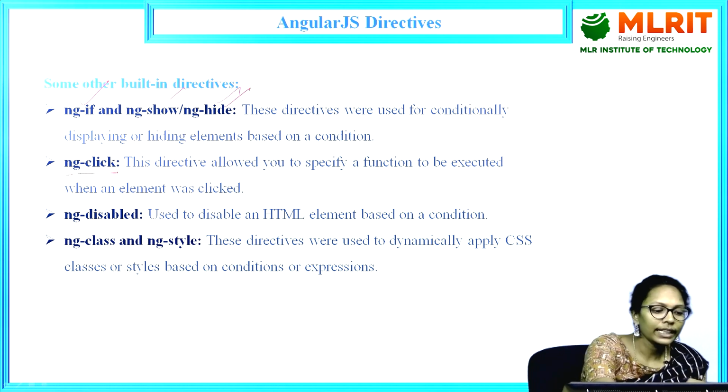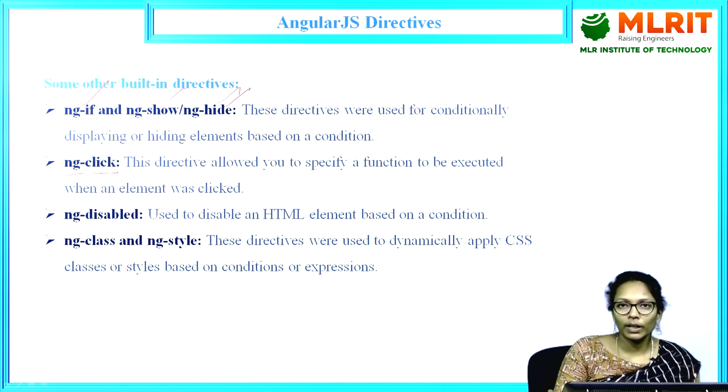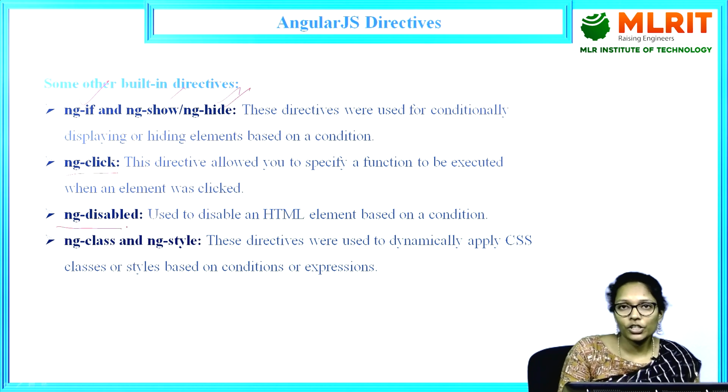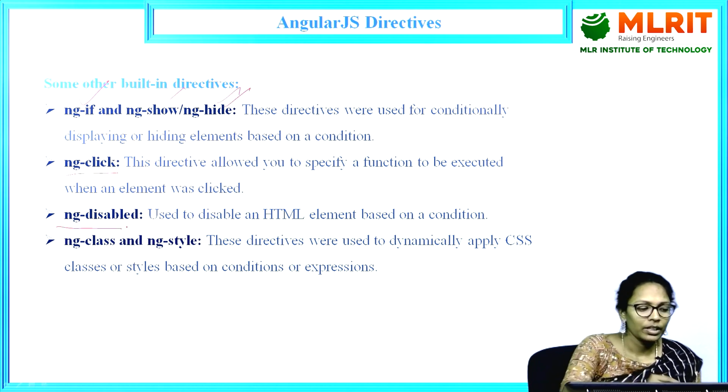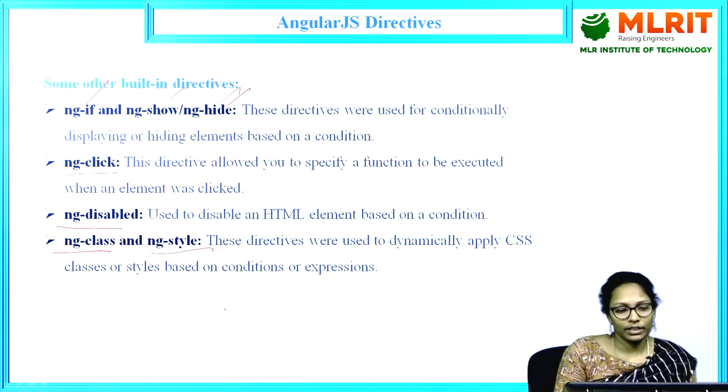So ng-click is like an onclick. If you want to call a function whenever you click on some button, you can use this attribute. So button ng-click equals so-and-so function. Whenever the user clicks on that, the corresponding function will be called. And ng-disabled: if you want to disable some elements initially, you can use ng-disabled. ng-class and ng-style are mainly used for styling, for CSS purposes.